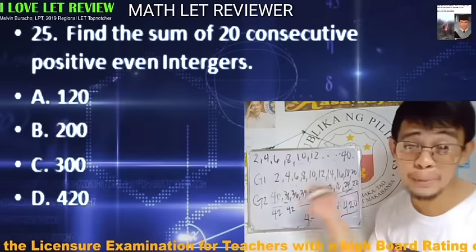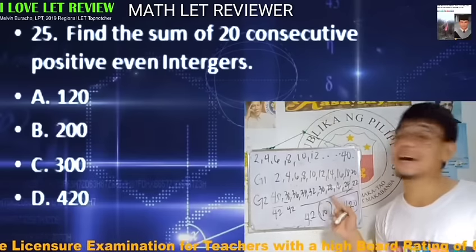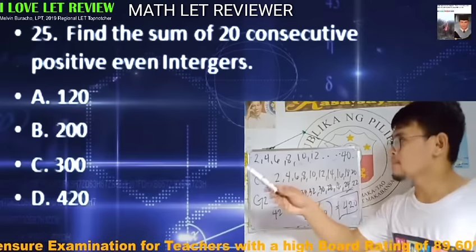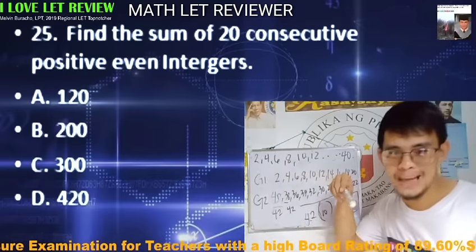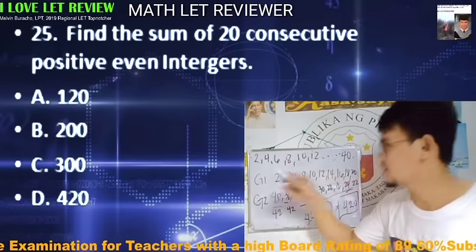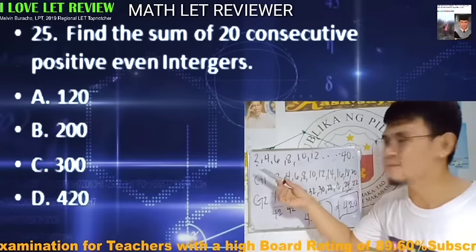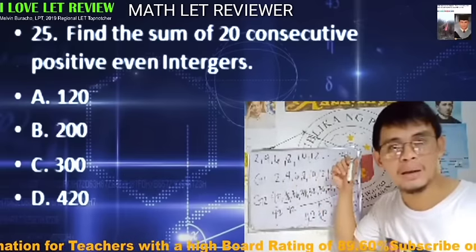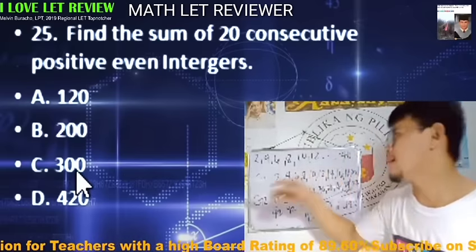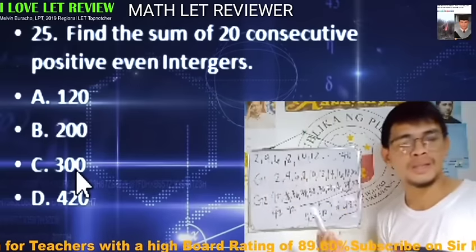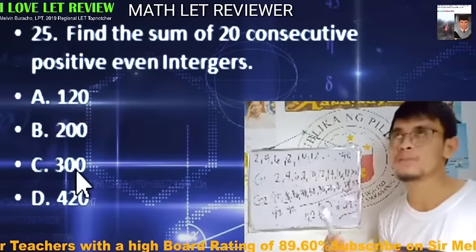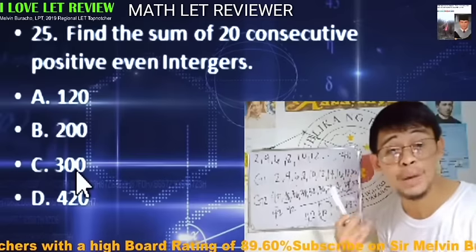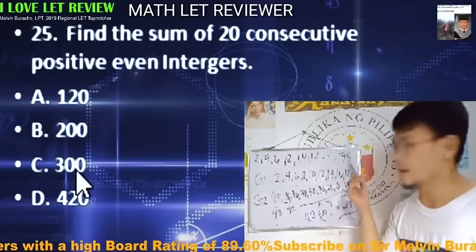Sige. So, lagi po itong lumalabas sa board. Ito po yung mga katanungan na ito. So, dapat po natin itong ma-master. Paano ba? Okay. So, ulitin ko po. Ang tanong po sa number 25 is, you have to get the sum of the first 20 consecutive even integers. Okay? So, what are the even integers? 2, 4, 6, 8 na. Okay, walang 9. 2, 4, 6, 8, 10, 12, until 40. Dahil 20 yung hinahanap. 20 even integers. And that will stop at 40.